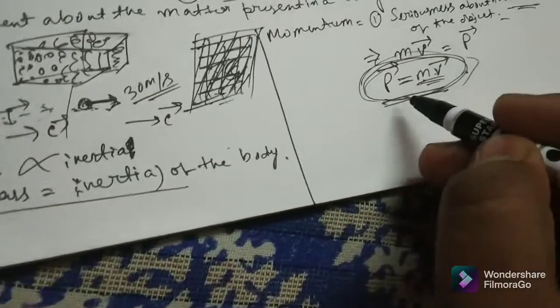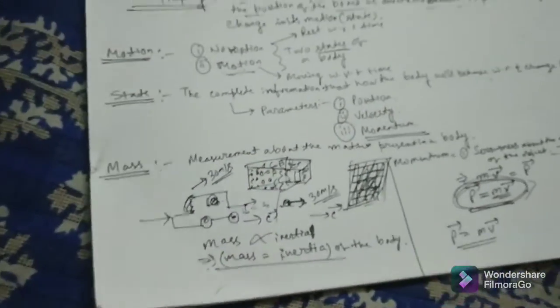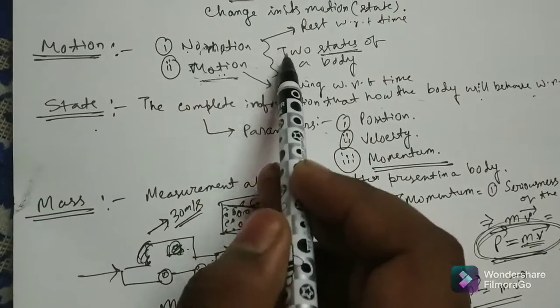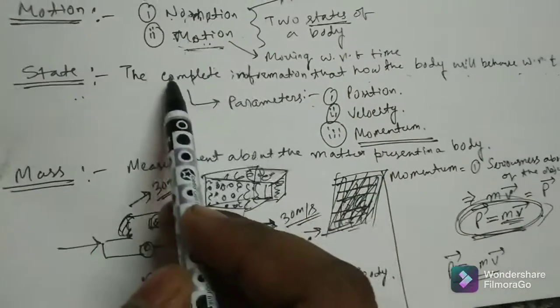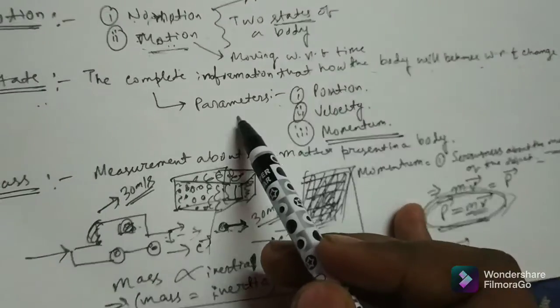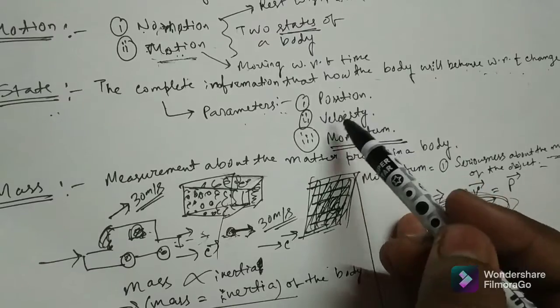But here, if we focus on momentum, what we got is that momentum equals mass times the velocity of the object. So let us recapitulate. Motion is of two types, no motion and motion state. This gives complete information about how the body will behave. The parameters based on the state of the body are position, velocity, and momentum.